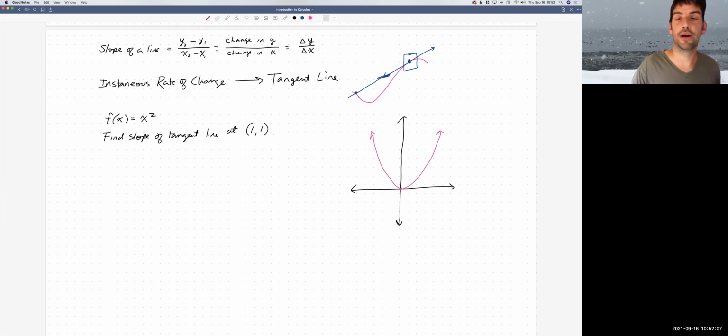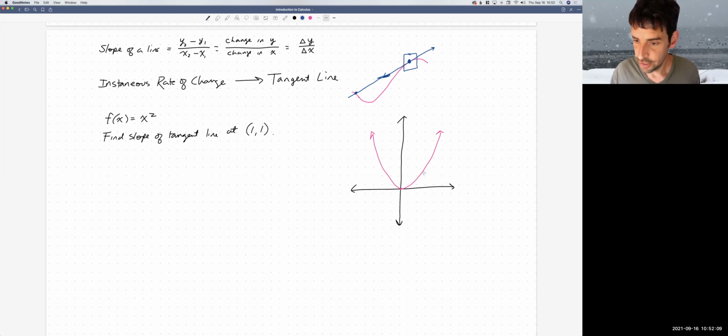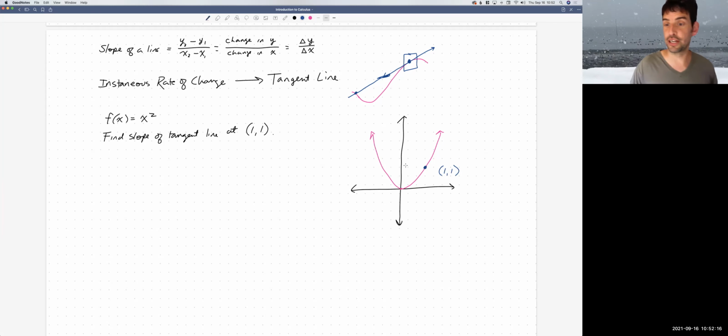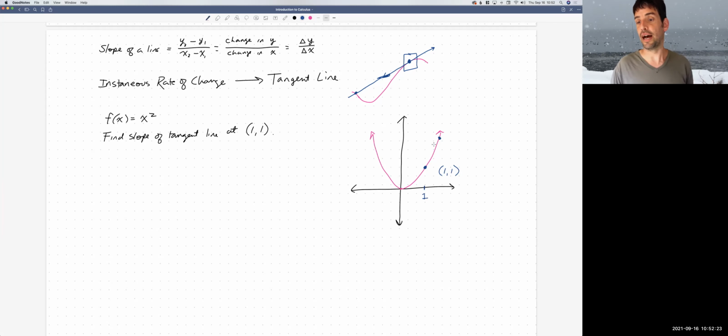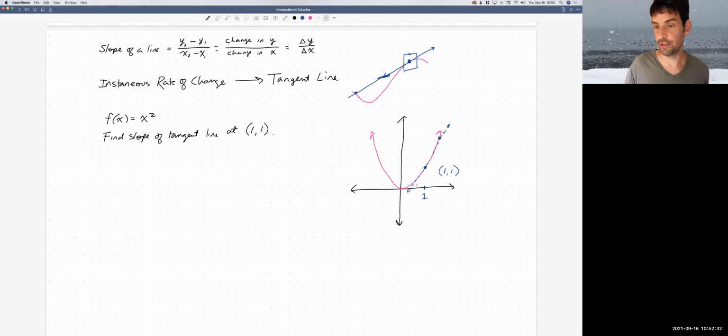So f of x equals x squared is a parabola. I'll put 1, 1 right here. The idea is, this is the point we care about, and we're going to look at another point nearby and write the equation. We're going to find the slope of this line and write the equation for this line through these 2 points. And if we can make this point closer, we'll get a better approximation to the tangent line.